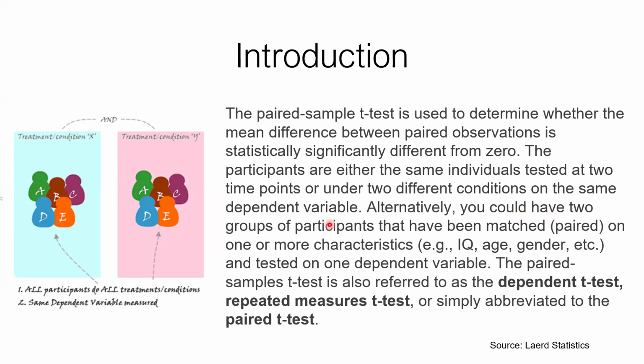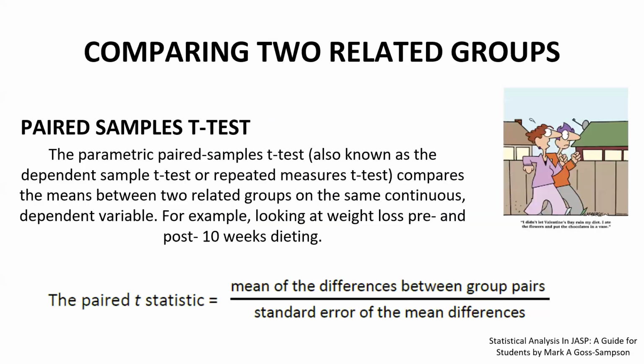Alternatively, you could have two groups of participants that have been matched or paired on one or more characteristics. Say, for example, you pair them according to their IQ, their age, or gender, and tested on one dependent variable. Now, the paired samples t-test is also referred to as dependent t-test or repeated measures t-test or simply abbreviated to the paired t-test. For the rest of our discussion, I'm going to refer to paired samples t-test as paired t-test, right?